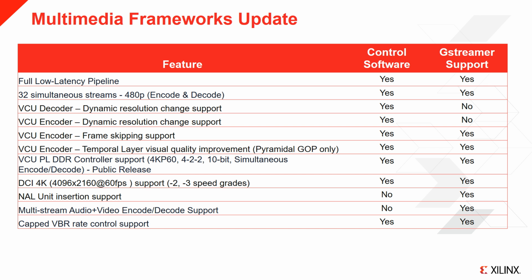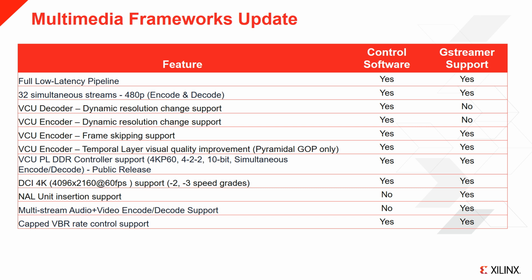As has become the norm, Xilinx has updated and improved our multimedia framework stack yet again for the 2019.1 release. Of particular note is our support for up to 32 simultaneous encode and decode streams at the 480p resolution mark. In addition, we have added support for dynamic resolution change for both encode and decode streams inside the VCU.